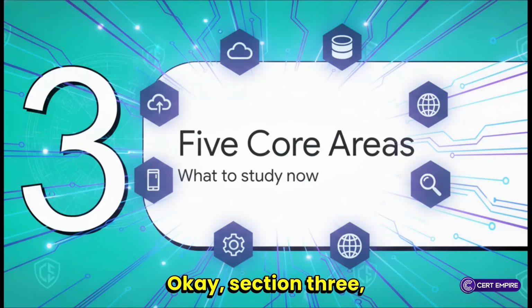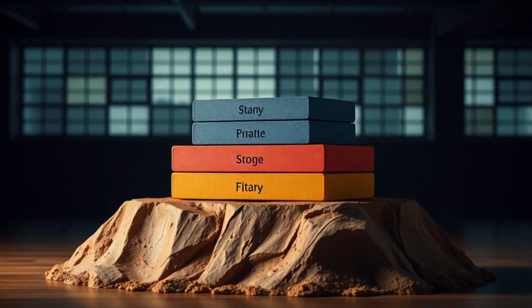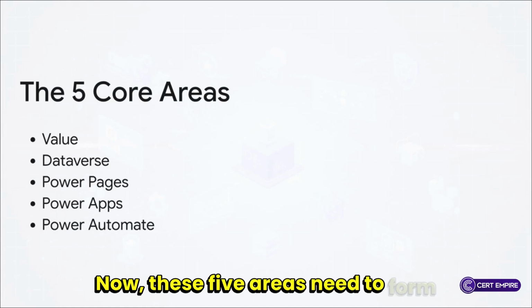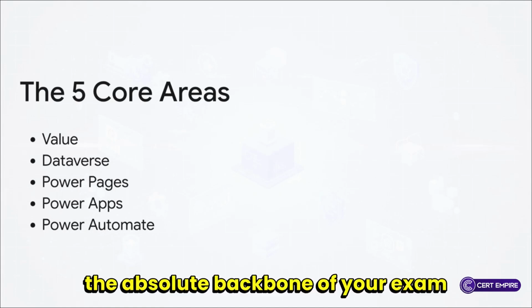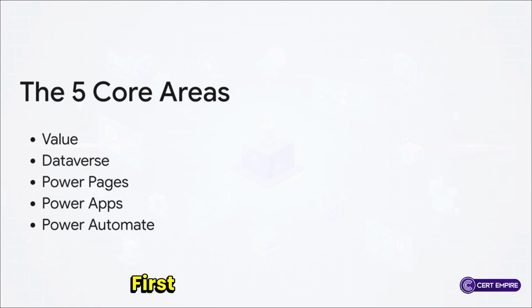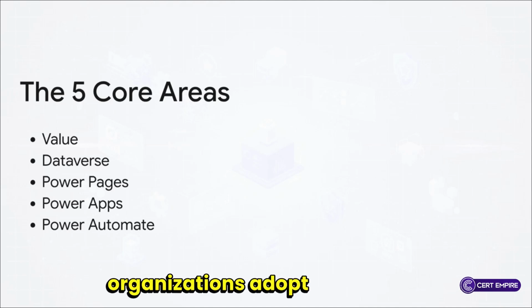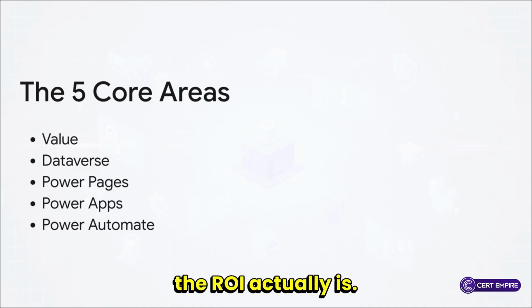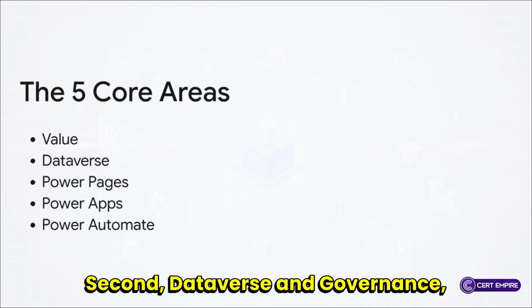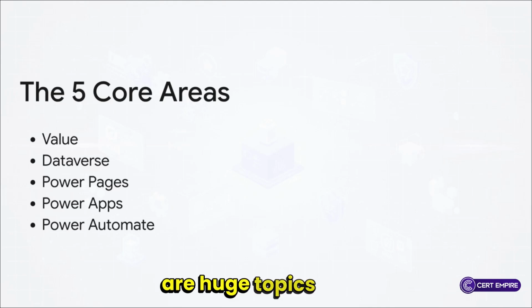Okay, Section 3, the 5 core areas. Now, these 5 areas need to form the absolute backbone of your exam preparation strategy moving forward. First up, the business value of Power Platform. You need to understand why organizations adopt it and what the ROI actually is. Second, Dataverse and governance. Data modeling and security are huge topics here.